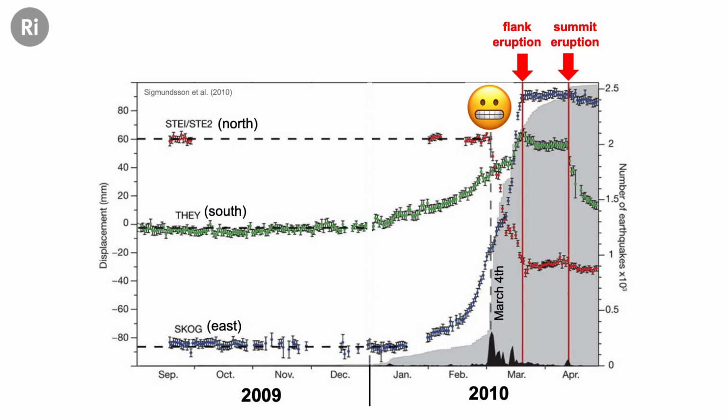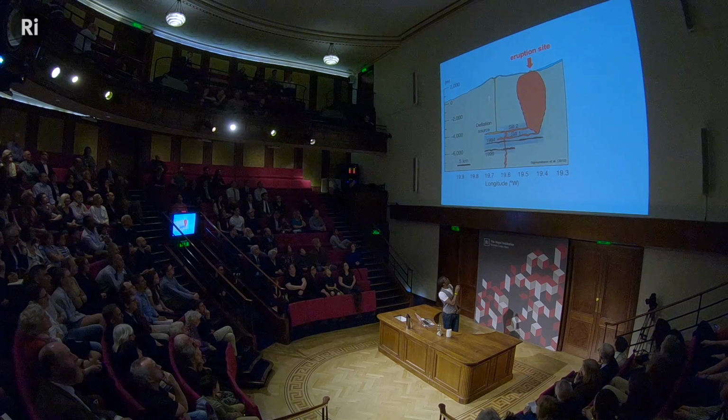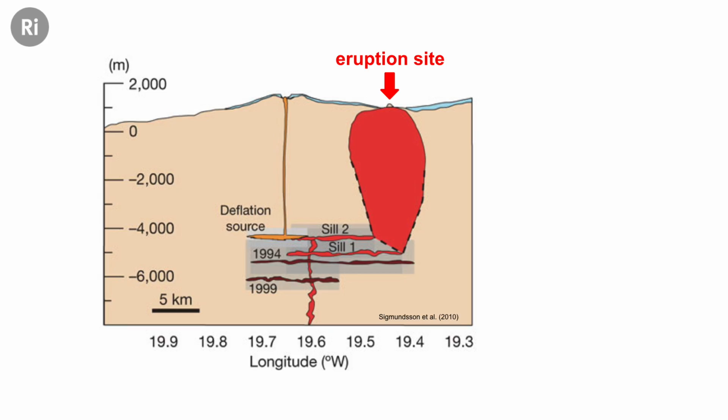But here we have then a summit eruption, and we see that most of that summit eruption must be fed by lava evacuated from the south. So you can see how we use these different tools to understand how the volcano is behaving. And we end up coming up with a model like this where we're saying Sill 1 and Sill 2, these were the two intrusions associated with that 2010, 2011 eruption. We can see this is where the eruption site is.